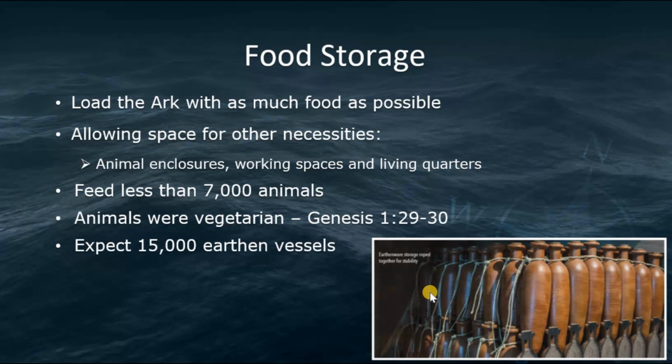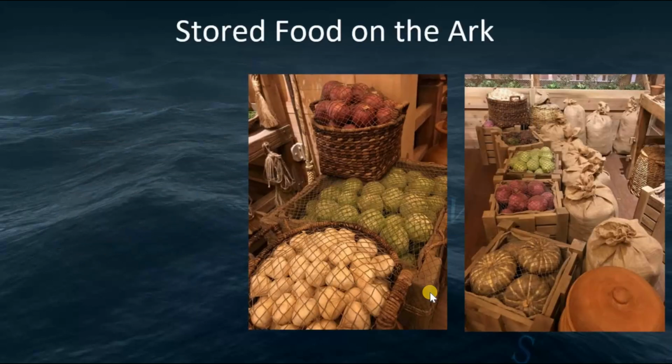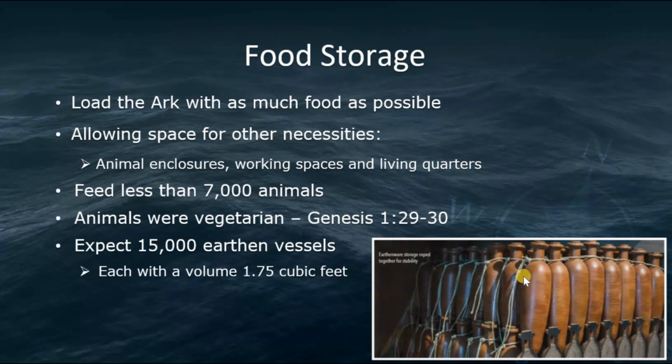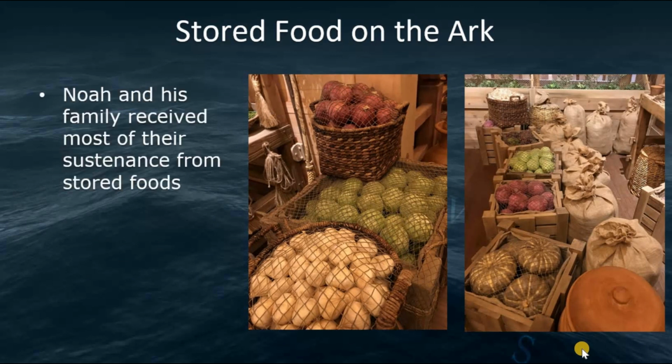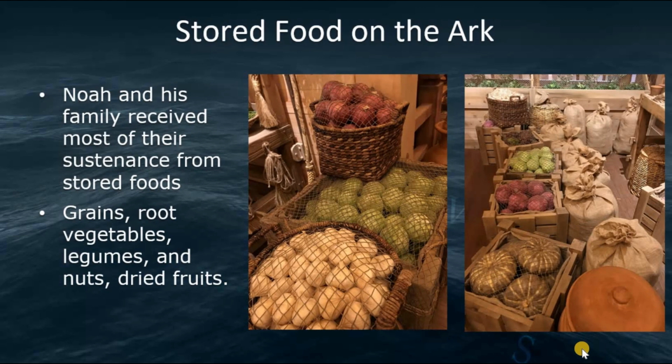The thinking was they expected about 15,000 earthen vessels, each with a volume of, say, 1.75 cubic feet. And what I have here is a cutaway of an earthen vessel, and then on the bottom you can see where the grains would have been stored to get through the greater than 1 year flood. Others stored food on the ark. Noah and his family received most of their sustenance from the stored food, like grains, root vegetables, legumes, nuts, and dried fruits. So they stored the food that was not perishable and could last for over a year.